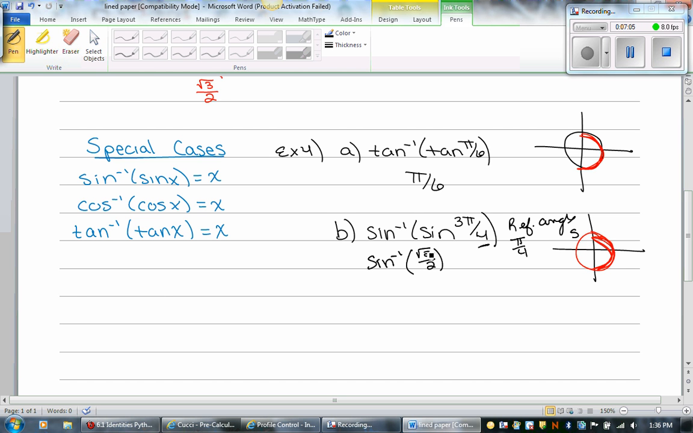So now, sine inverse of radical 2 over 2, I need to know when sine is equal to radical 2 over 2. And I want to stay within my given range from negative pi over 2 to pi over 2. That's going to be at pi over 4.